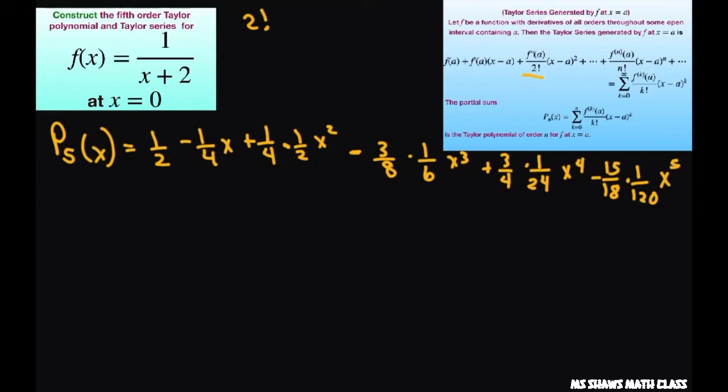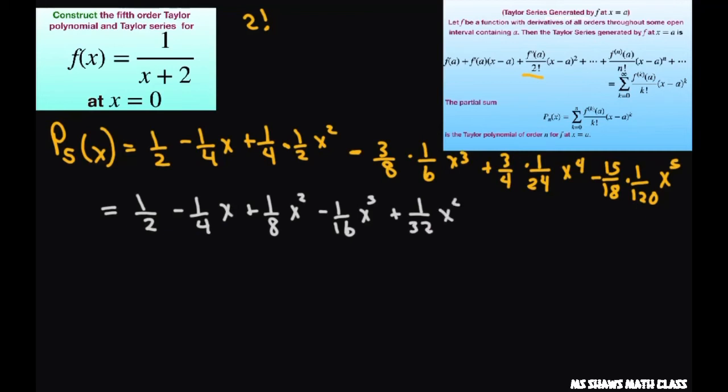Okay, so simplifying all this, we're going to get this equals 1/2 minus 1/4 x plus 1/8 x squared minus 1 divided by 16 x cubed plus 1 divided by 32 x to the 4th minus 1 divided by 64 x to the 5th. So that's your fifth order polynomial.